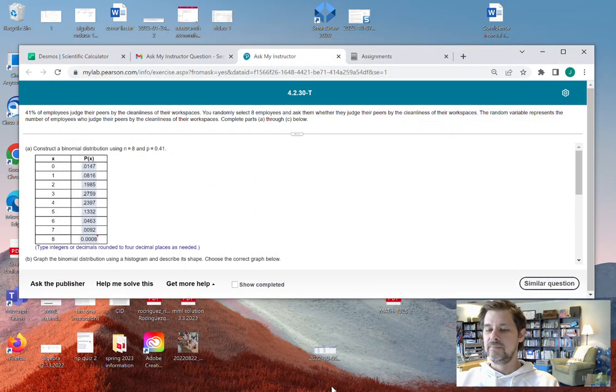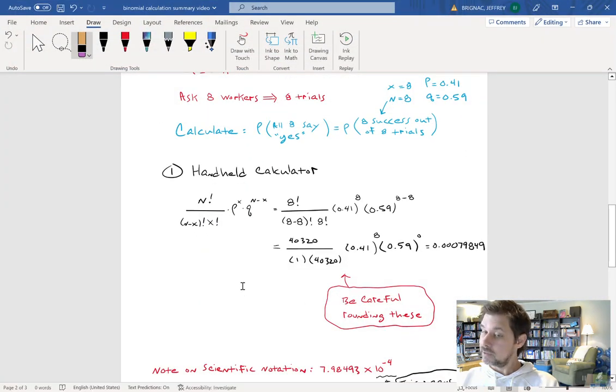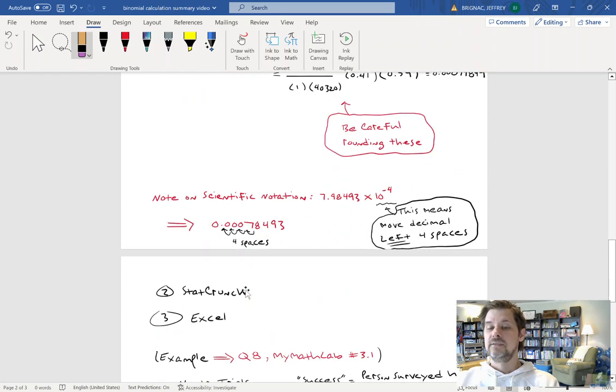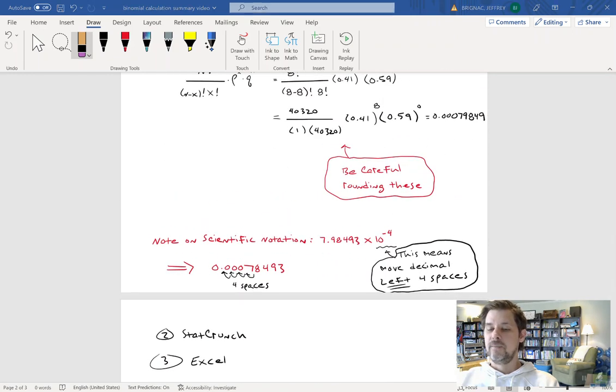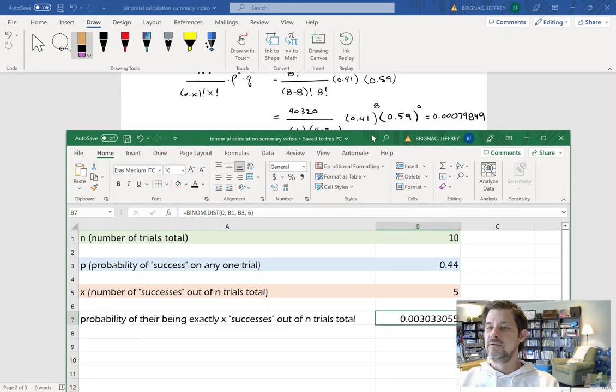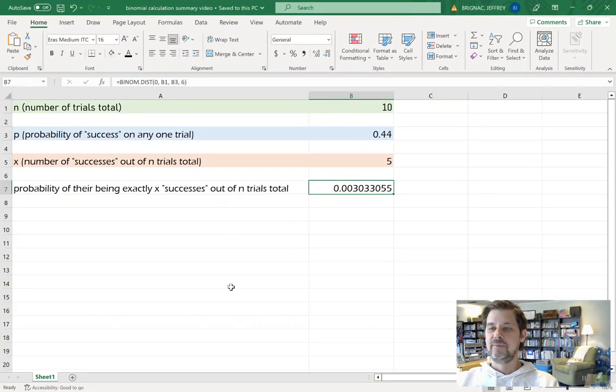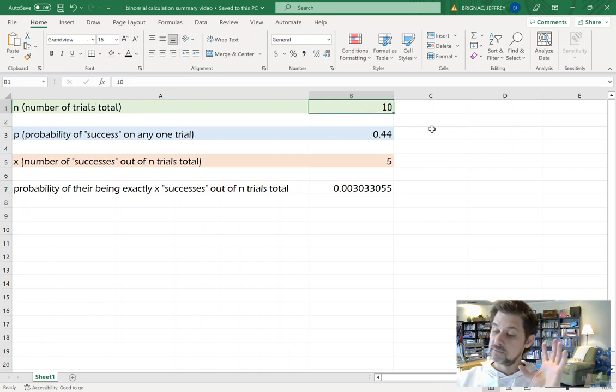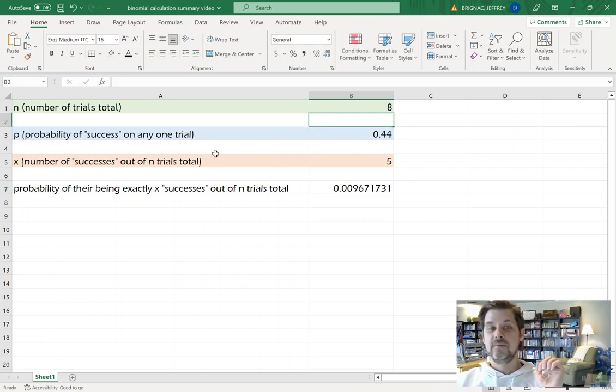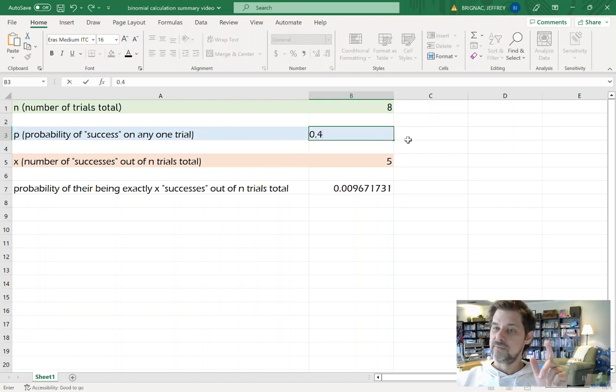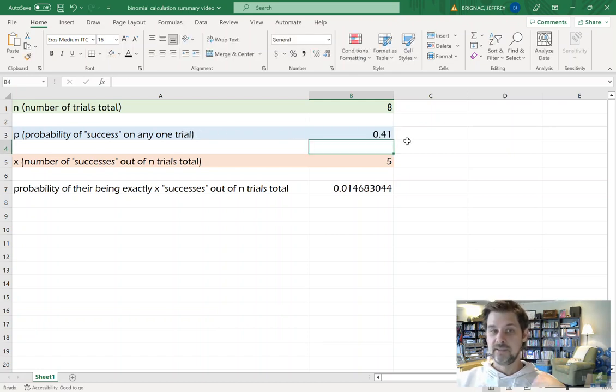And one more thing I mentioned about Excel, and I think everybody should learn to use Excel. So let's talk about that. In Excel, I might do something like this. Now, I've prepared this ahead of time, and I made it kind of colorful to make things stand out. We need to know 3 things to do this in Excel. N, the number of trials total, that was 8. P, the probability of success on any one trial, that was 0.41, 41% chance.